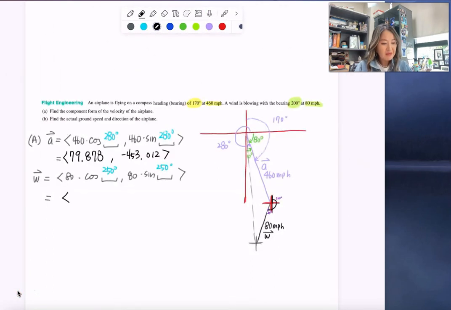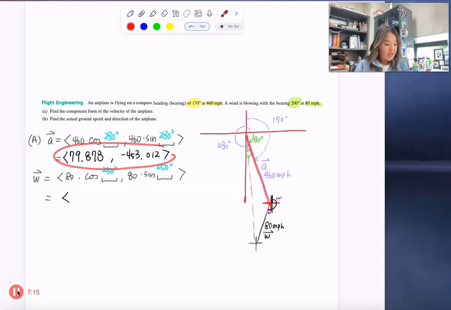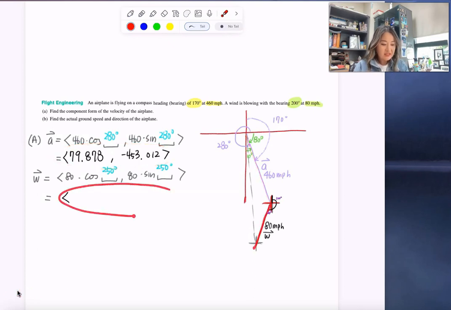Now, do you understand what I mean by that, right? It means the airplane's vector, this guy, it's going this direction. The wind vector, it better make sense with this vector here. So let's check that, okay?